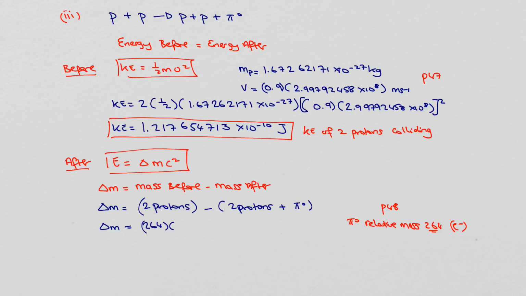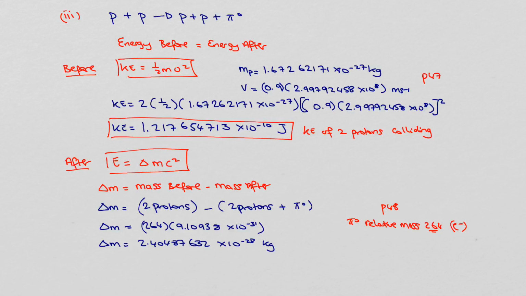So basically what we have here then is 264. And again, obviously that's giving us negative here, but it's the absolute value we'd be looking at. So we have 264 times 9.10938 by 10 to the power of minus 31. And that gives us a mass defect of 2.4048762 by 10 to the power of minus 28. And of course that's kilograms.